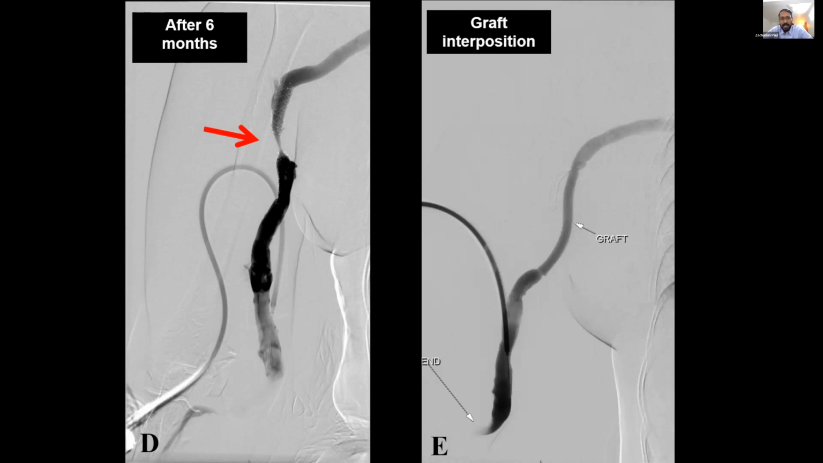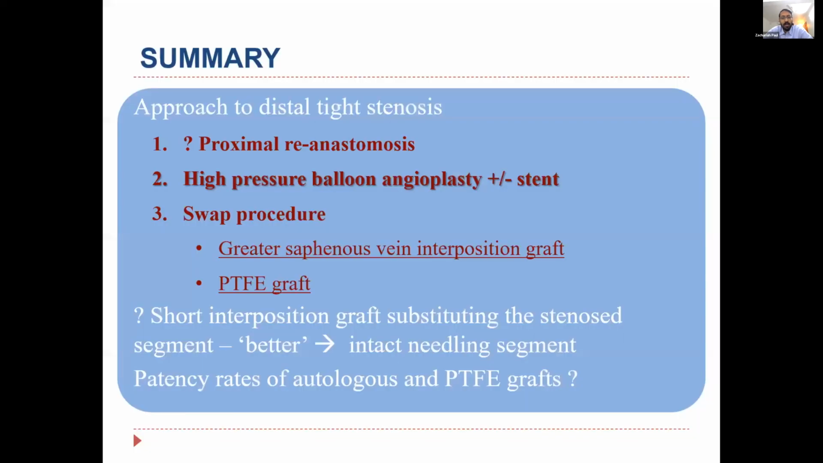Subsequently, we had 2 other cases where we had a long stenosis and resources were limited for those patients. For one patient, we again dissected out the stenosed portion and used a graft. In another patient, we used the patient's own great saphenous vein interposition graft. So that is what we did for this group.